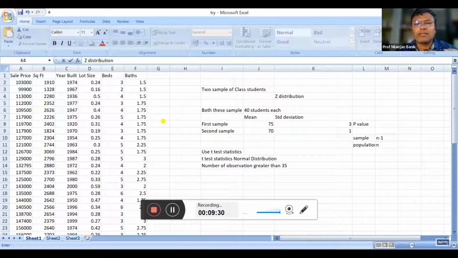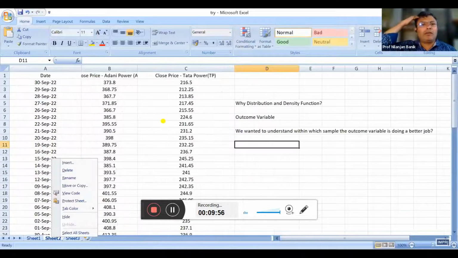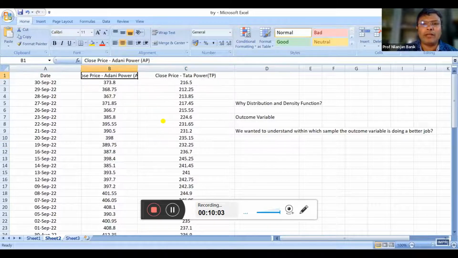But in most of the cases, it is difficult to get an idea about the population mean or standard deviation, and therefore 99% of the cases you'll be using what I would call the t statistic. Okay, so let's start with this example. Because this is something similar, all of you can see my Excel file, right?